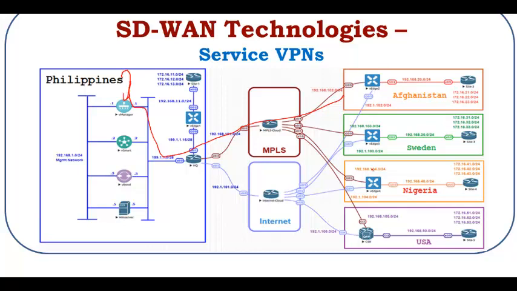If vSmart goes down, the vEdges can maintain the existing routes only for 1 hour. So within that 1 hour, make sure the vSmart comes back. Problem solved. To avoid this problem, you can have redundant vSmarts. Not a problem.